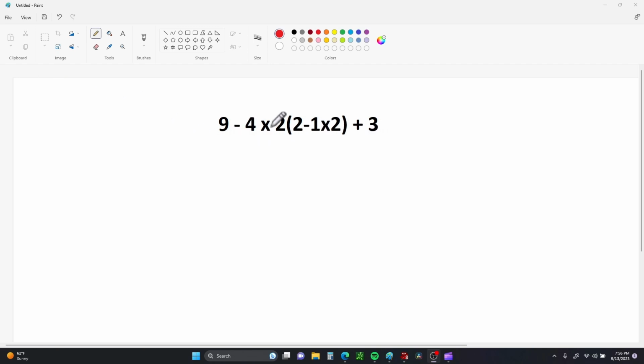So this one is greatly increased in difficulty, and I'm going to start by again writing the order of operations. So I start with parentheses, then I go to exponents, then I have multiplication and division, and then I have addition and subtraction.